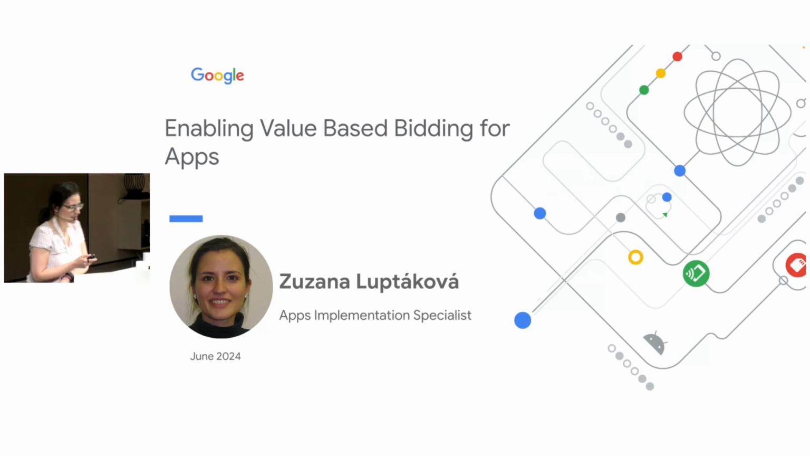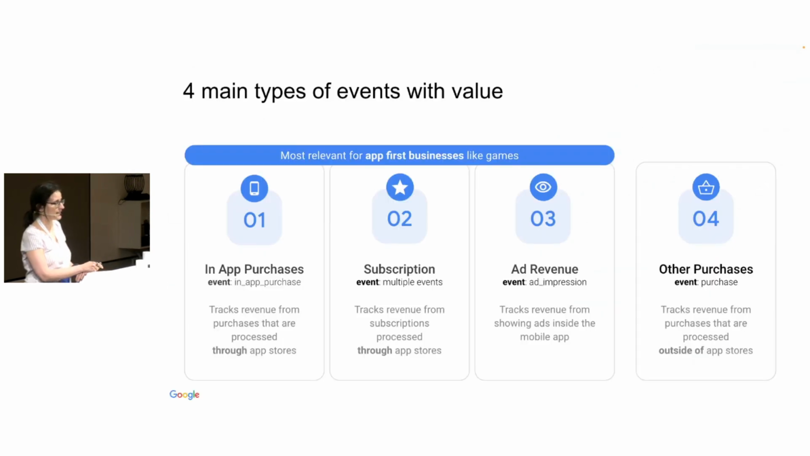So yes, let's talk about how to enable value-based bidding for your apps. Before anything, let's look at what are the types of events you might want to send value for. So first is the in-app purchase, standard. It's, of course, purchase which is processed through app stores. Second is a subscription that actually can be passed also as in-app purchase, but two more events, we'll look at that later, and it's also processed through app stores. Ad revenue is the third type of event that in Firebase it's tracked as ad impression, and as it's obvious, it tracks revenue from showing ads in your app.